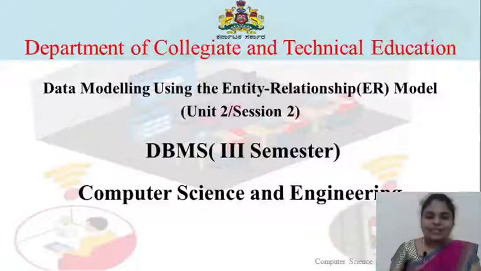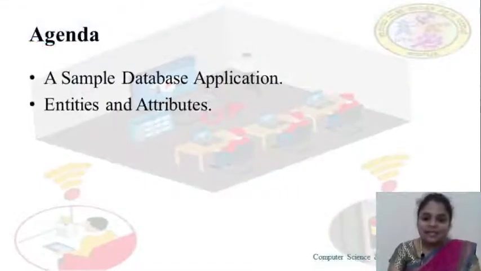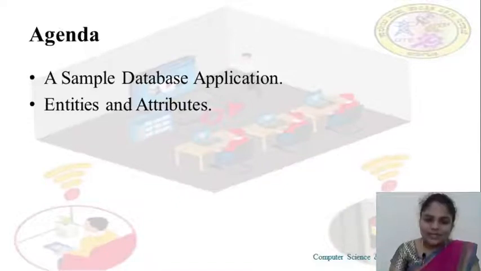Today we are discussing Unit 2, that is data modeling using the entity relationship model. Welcome to the class. In the last class we discussed the 4 different phases which we will be following during the design of the database. That is the requirement analysis phase, where we will be gathering information from the user with respect to the design of the database.